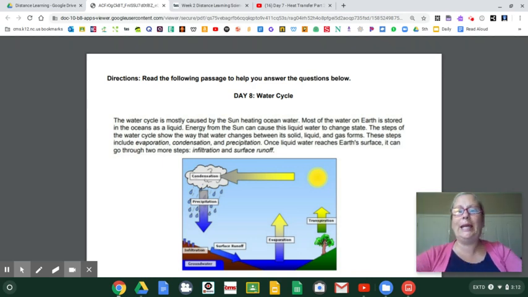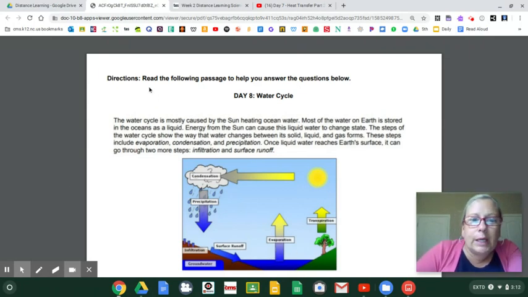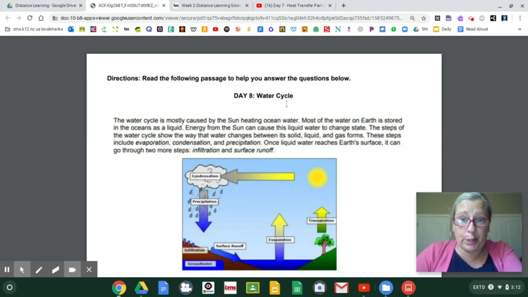I'm here to read day 8, the water cycle. Let's begin. Directions: Read the following passage to help you answer the questions below.